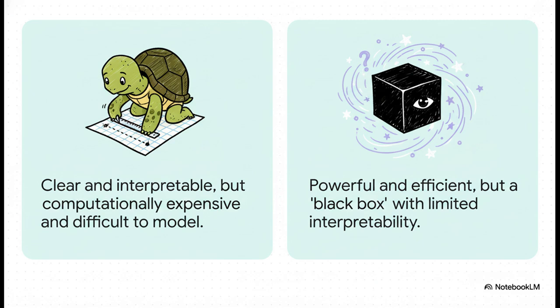On the other hand, you've got the AI oracle. This is your standard neural network. It is incredibly fast, super powerful, but it's a total black box. It spits out an answer, but you have absolutely no idea how it got there. You just have to trust it.